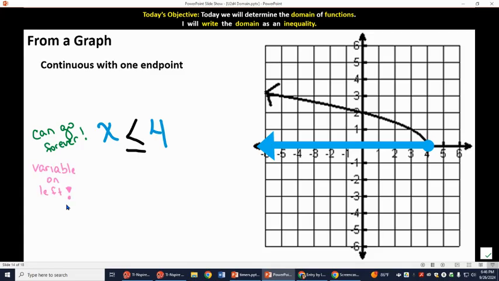So then I need to remember that the variable has to be on the left, and it is, so I'm done. This is saying that x can be any value that's smaller than or equal to 4. So any value going this direction will work for this function.